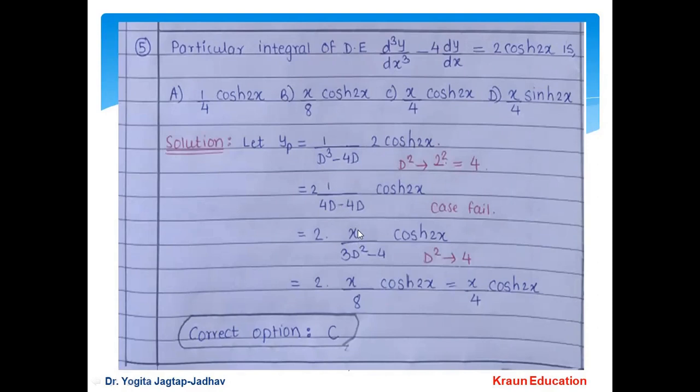Therefore, we multiply the numerator by x and take the derivative of the denominator with respect to D. Here, the derivative of D cube minus 4D is 3D square minus 4. Now, again replacing D square by 4, we get 4 times 3 minus 4, that is equal to 8. And again, you know, 2 4s are 8. Therefore, your final particular integral is x upon 4 cos hyperbolic of 2x. Therefore, the correct option is C option.